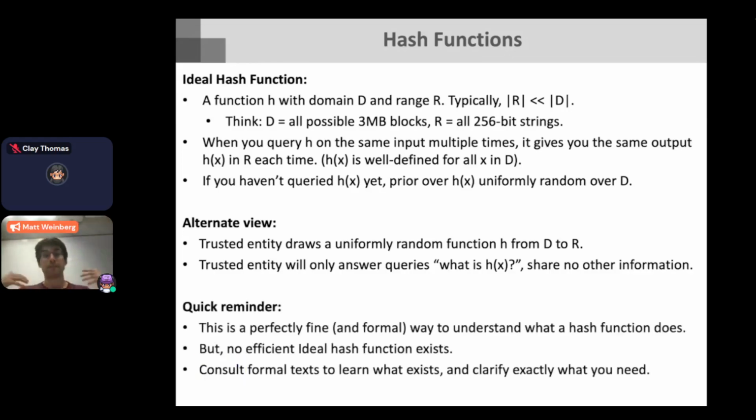Okay, and so a quick reminder, I think this is a perfectly fine and formal way to understand what a hash function is doing. I hope that when you read about hash functions used in cryptocurrency literature, this makes it more accessible. Still, there is no efficient ideal hash function. So just be careful if you ever want to use this in your own research. Make sure that you consult some formal text, or that you're a little bit more informed about what you need to assume than just this slide. But I think this slide is sufficient to start reading other people's works and to start understanding how hash functions are used, or whether you want to use hash functions in your own research.